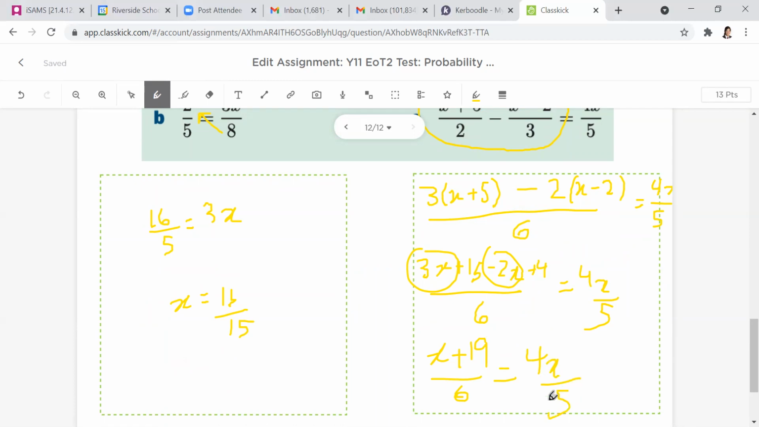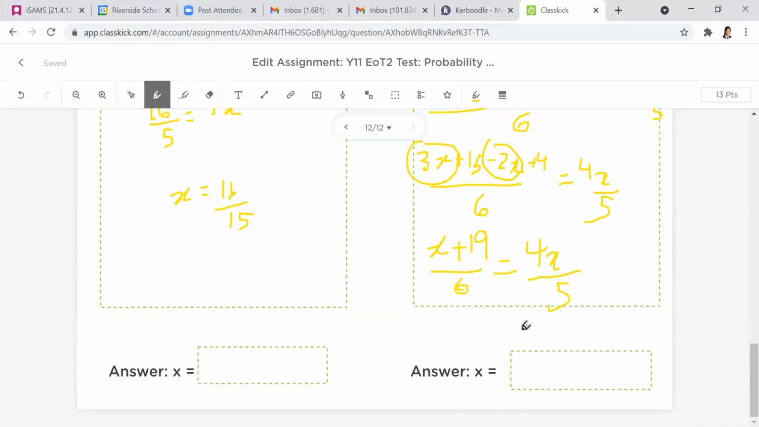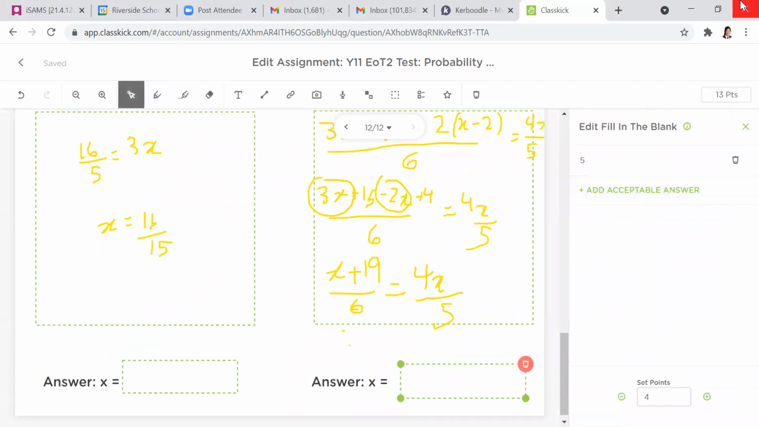Okay, this was a hard one, but they can't all be easy. Dot, dot, dot, times by 6, times by 5, collect like terms. The final answer is 5. Beautiful.